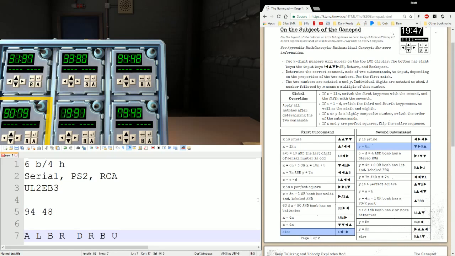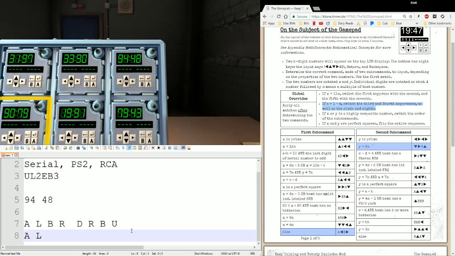But we got overrides to do. And we got 2 of them this time. If x equals 11n, 94 is not a multiple of 11. If a equals 1 plus d, if 9 equals 1 plus 8, it does. So we have to follow the instructions here. We're going to switch the 3rd and 4th key presses. So we're going to switch the B and the R here. We're also going to switch the 6th and the 8th. So we're going to switch the right and the up. So we switch the 3rd and the 4th. We switch the 6th and the 8th. So this is our new answer.